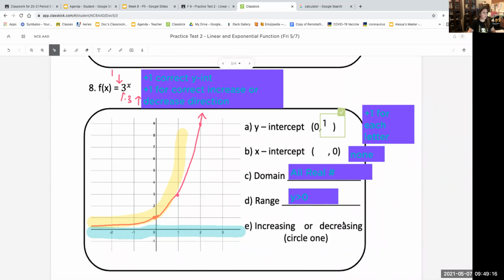And tell me, is it increasing or decreasing? Thumbs up if it's increasing, clap if it's decreasing. Thumbs up, yeah, it's increasing. Again, how do we know that? Because we figured that out at the very beginning. We're multiplying by 3, so that means our numbers are getting bigger.